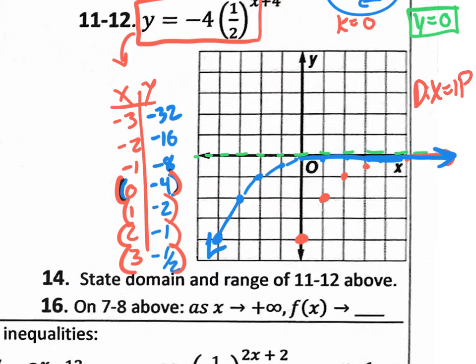X equals all real numbers. That's true for any growth or decay function. It goes to the left forever. Even though it goes down, it still goes to the left forever, just it's way down there, even further, way down there. And it goes to the right forever. So yes, the domain x equals all real numbers.